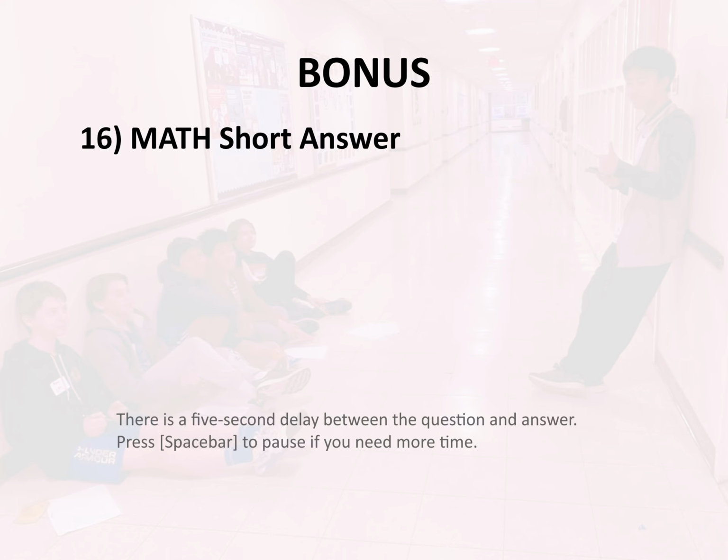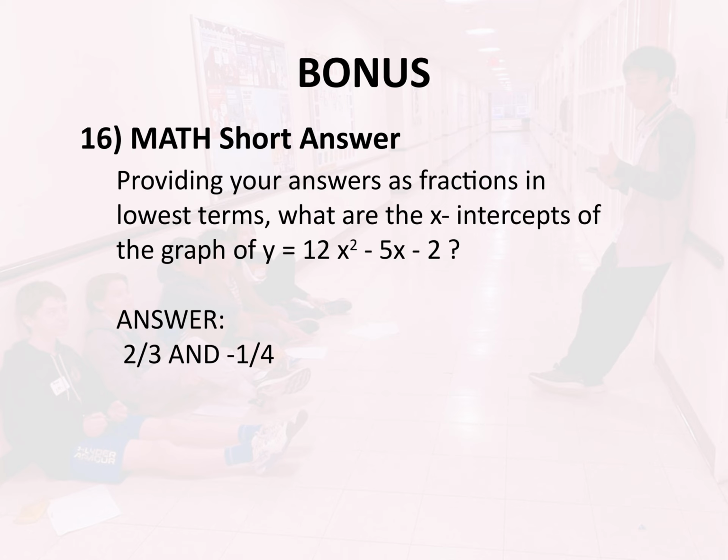Bonus 16. Math. Short answer. Providing your answers as fractions in lowest terms, what are the x-intercepts of the graph of y equals 12x squared minus 5x minus 2? Answer. 2/3 and -1/4.